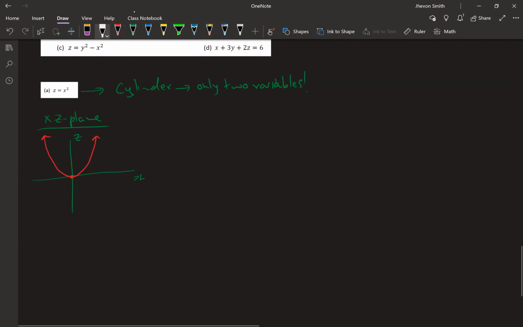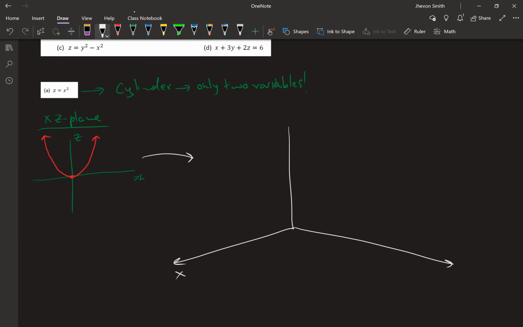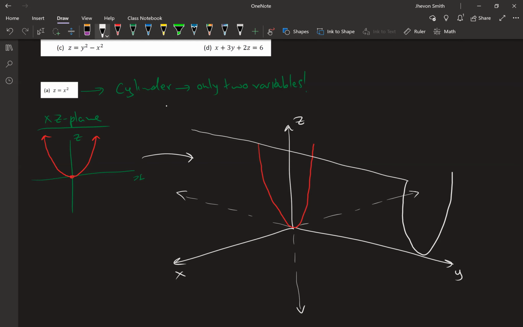And so now you can actually move on to the 3D graph. So you recognize that it's a cylinder, and then you go about how to graph cylinders. Well, you first graph the 2D curve, which here is in the XZ plane, and then you extend that curve along the axis of the missing variable. So that's going to be your curve right there.